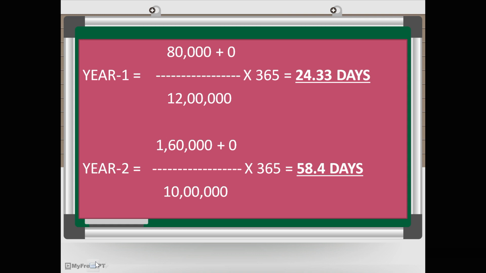For the second year, debtors are 1,60,000. Again, no bills receivable divided by 10 lakhs into 365 and see the ratio 58.4 days.